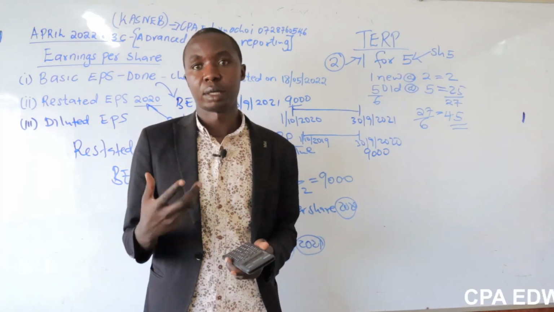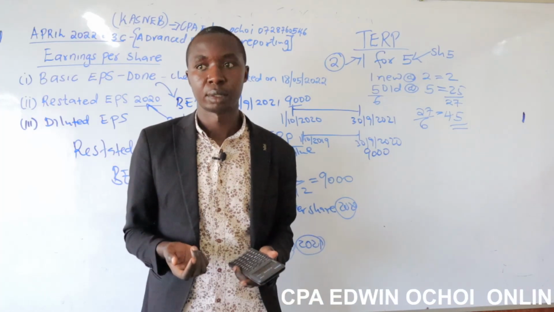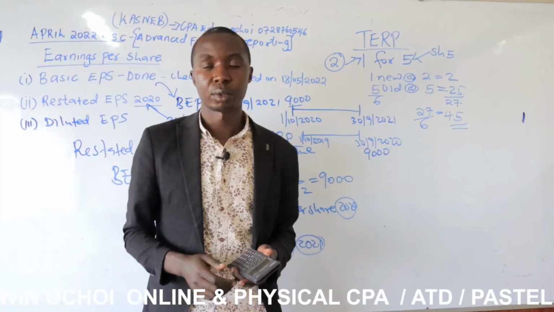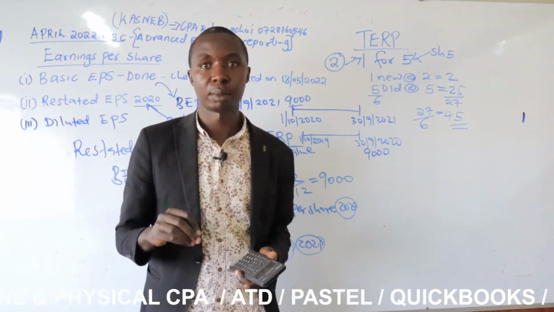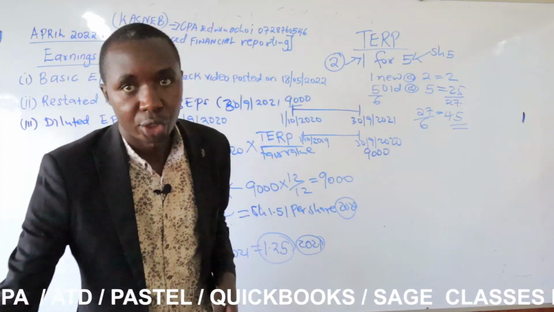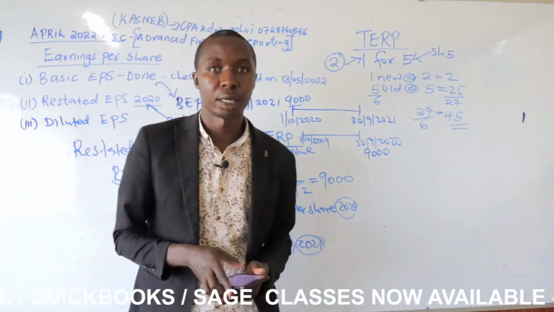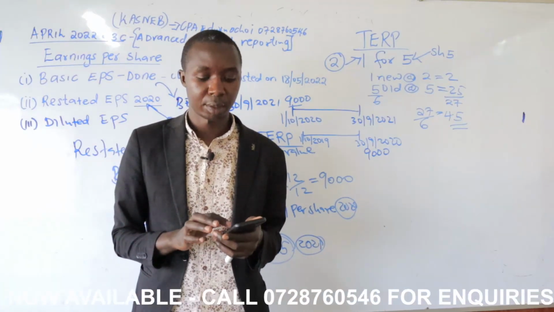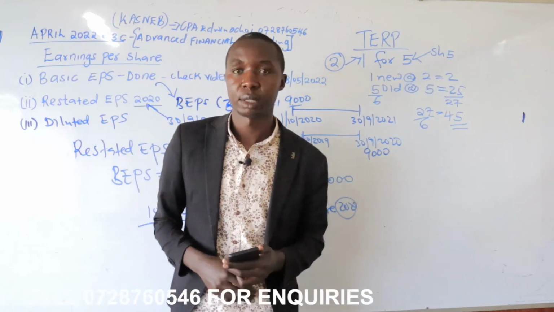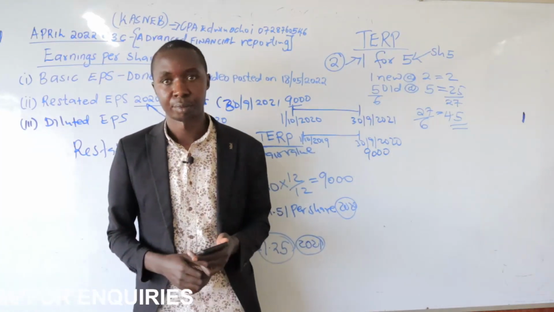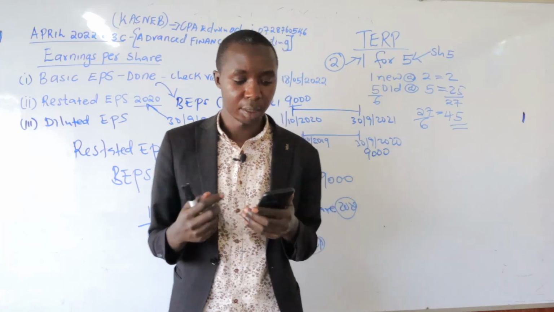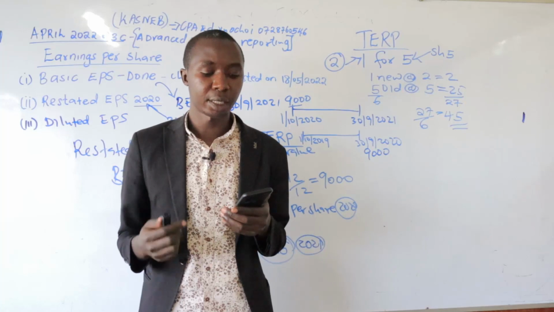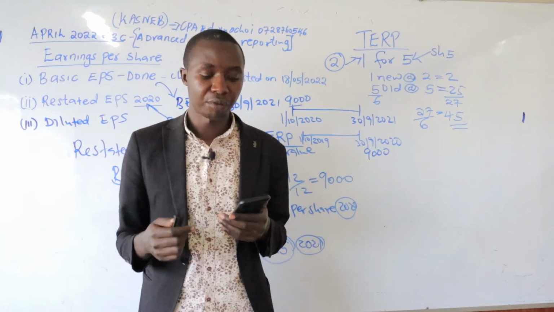So once we are done with the restated EPS, we can go forward and do now the diluted earnings per share. When we talk about the diluted earnings per share, remember that it implies a reduction in the basic earnings per share. That is why we say that dilution is a reduction in value. So diluted EPS signifies a reduction in the value of the basic EPS.